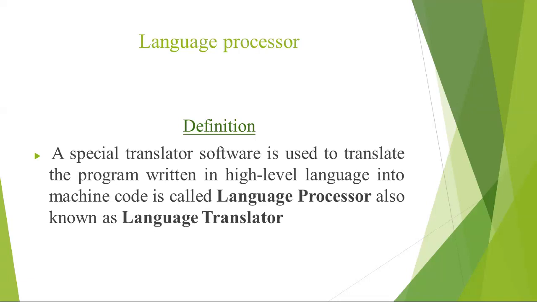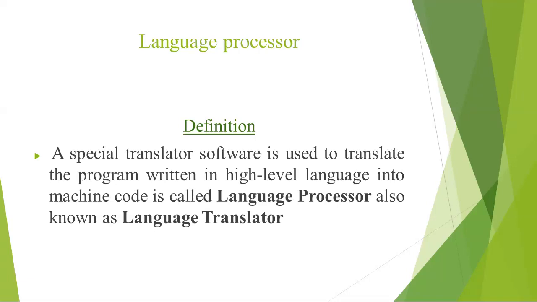What is basically a language processor? Language processors are also called language translators. As we already discussed, there are two basic types of languages: one is high level language and another one is machine language. So the computer can understand only machine language. The program written in any other language, assembly language or high level language, needs to be first converted into machine language so that the computer can understand it easily. For this reason we need a specific translator.